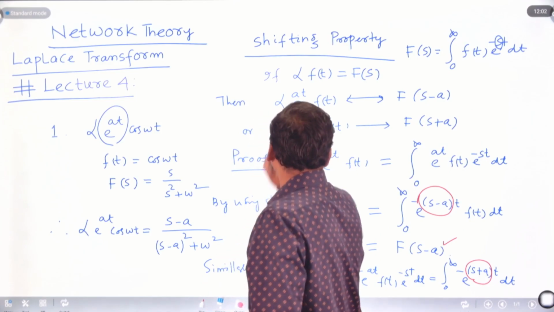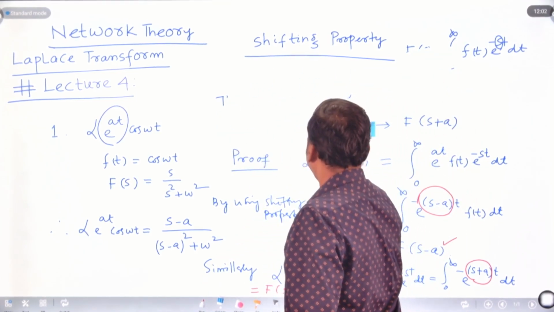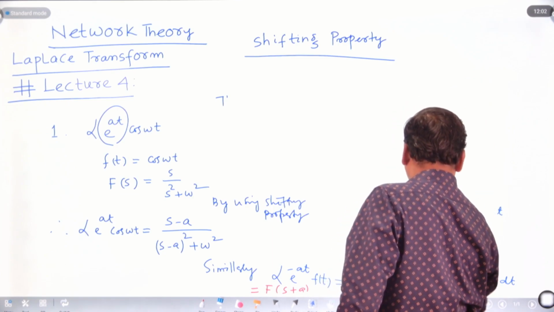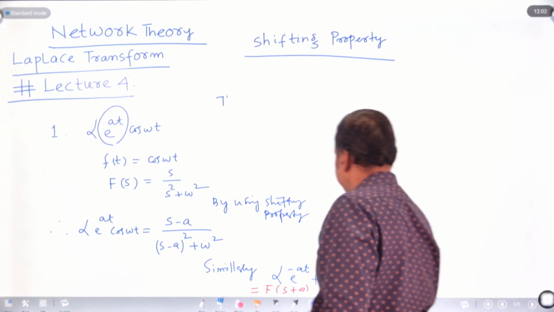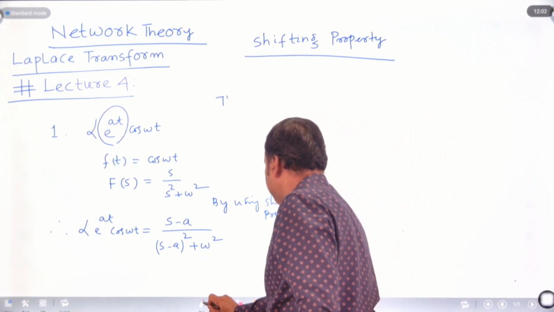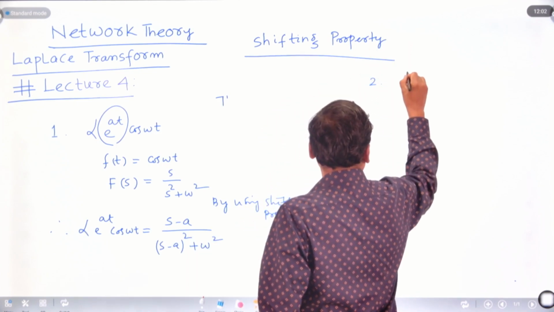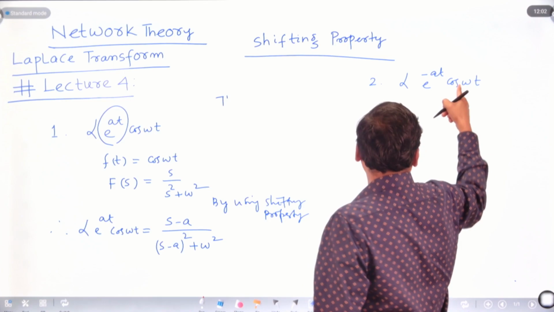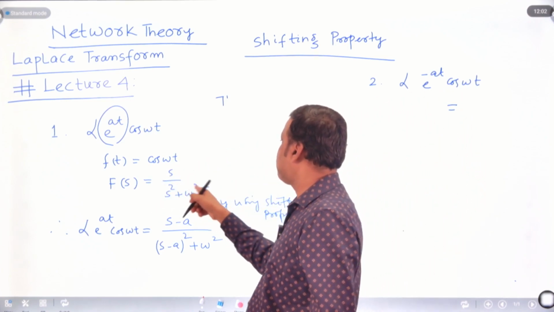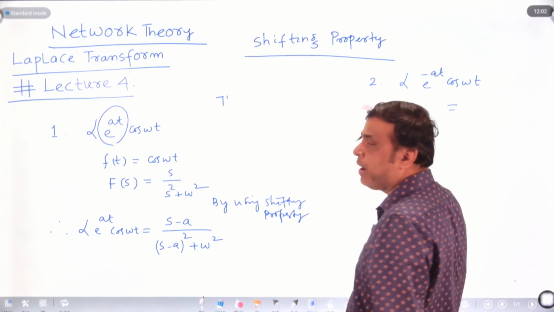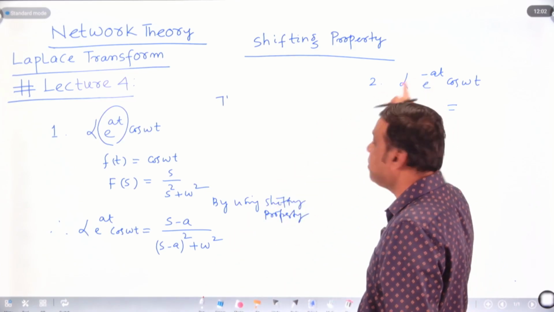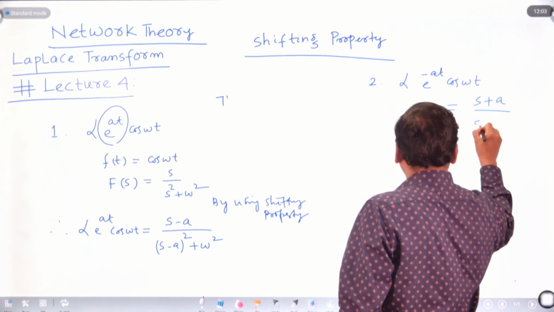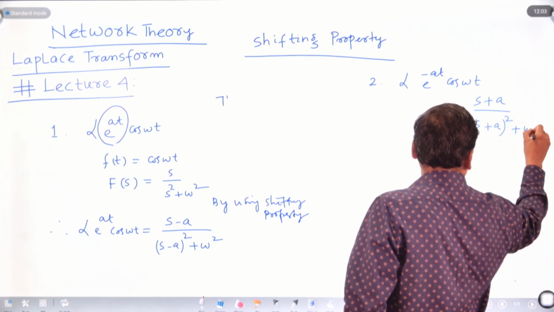Similarly, number 2, the Laplace transform of e to the power minus at cos omega t. Here f of t is cos omega t and f of s is s by s square plus omega square. Since e to the power minus at is multiplied, the function f of s is shifted: minus means s plus a. So in place of s we put s plus a, giving s plus a divided by s plus a whole square plus omega square.